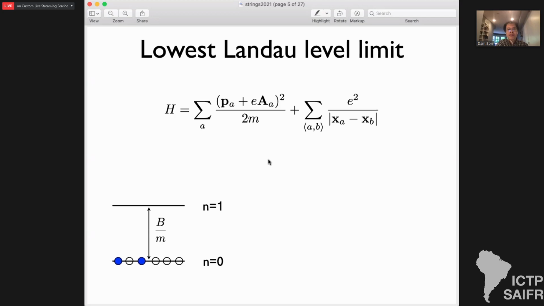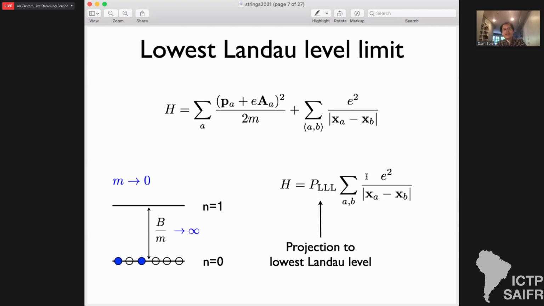What makes the problem interesting is that we can take the limit of the mass going to zero. In this case, the lowest Landau level is singled out because the distance separating it from the next Landau level, B divided by M, goes to infinity. So if one deals with fewer electrons than the degeneracy of the lowest Landau level, we have a very non-trivial problem of trying to diagonalize a Hamiltonian, which is basically the projection of the potential energy on the lowest Landau level. And here the non-triviality of the problem is manifest. The coupling constant e squared cannot play the role of the expansion parameter because it is the overall factor multiplying the Hamiltonian.